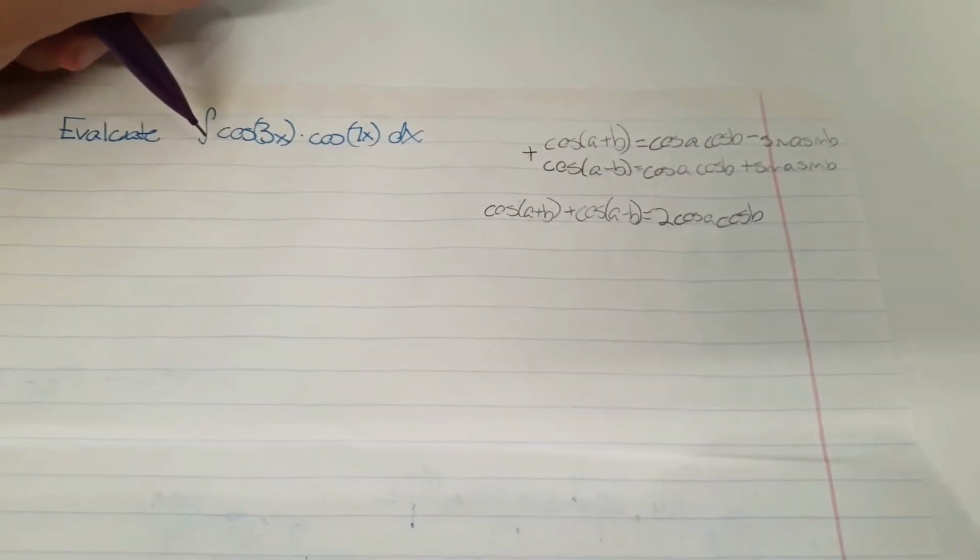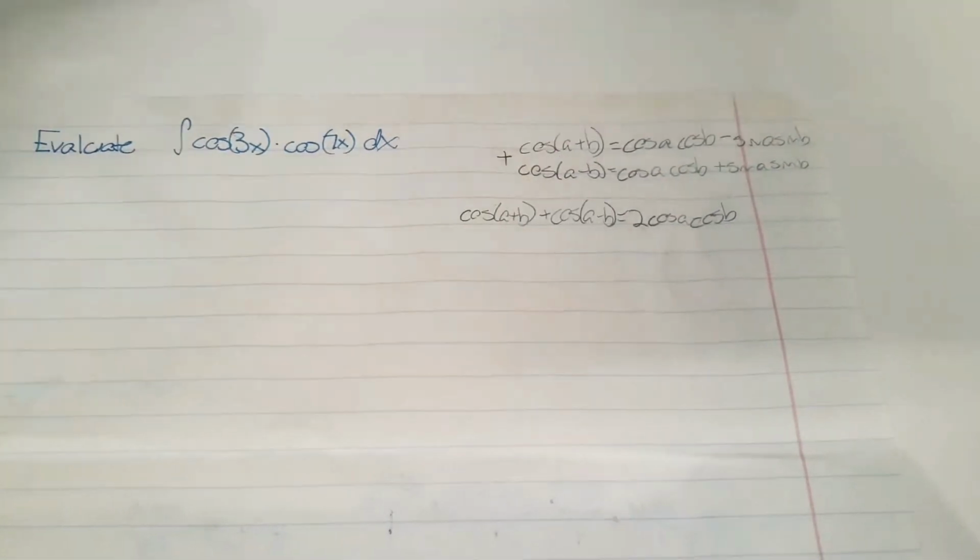And now I can see that this integral is directly in the form of cosine a times cosine b, so I'm just going to divide by 2. So I'm going to get rid of that right there.